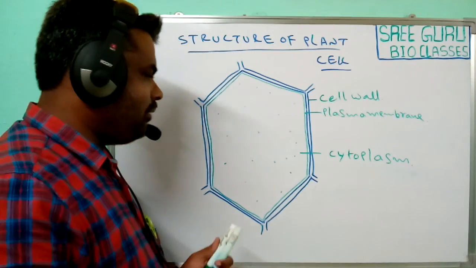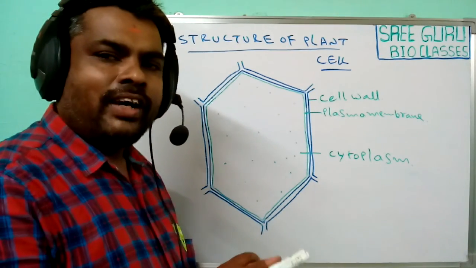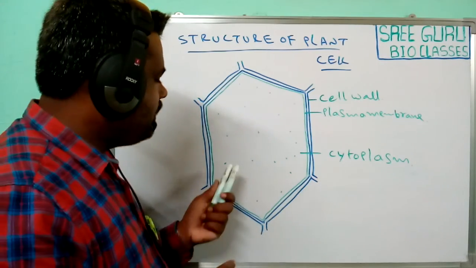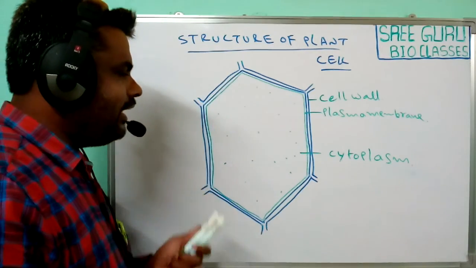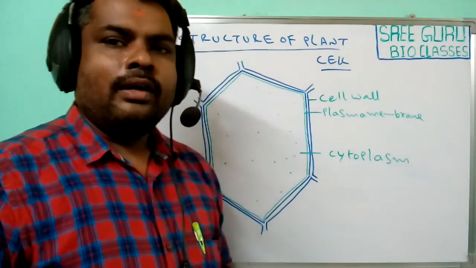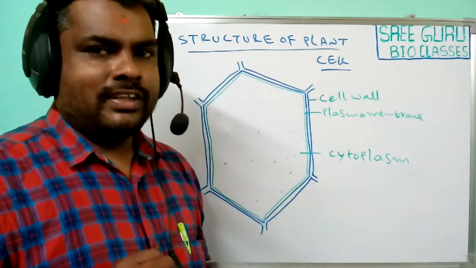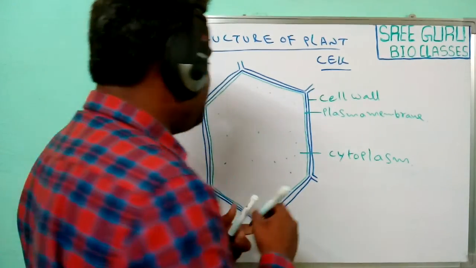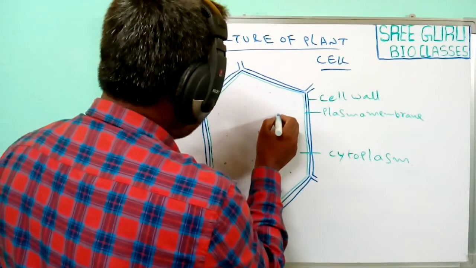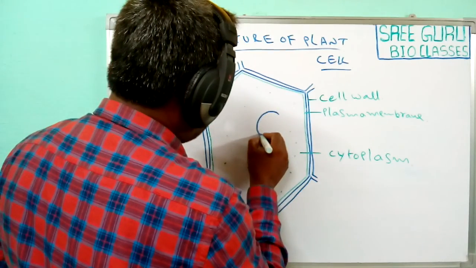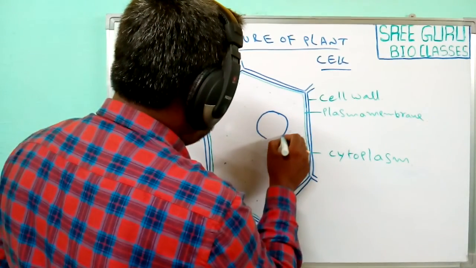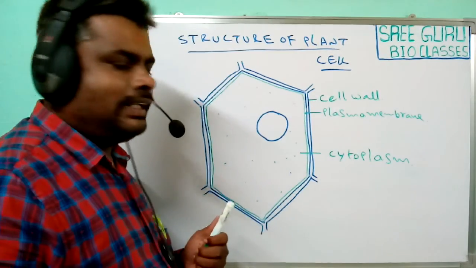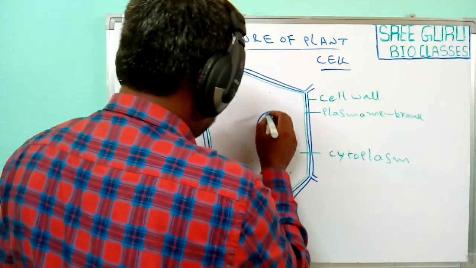Inside the cytoplasm, different types of membrane bound structures are observed in this plant cell. Generally, the plant cell is a type of eukaryotic cell. That means the cell has a distinct nucleus, and that is known as a eukaryotic cell. So inside the plant cell, a clear distinct nucleus is observed. Now let us see that nucleus.